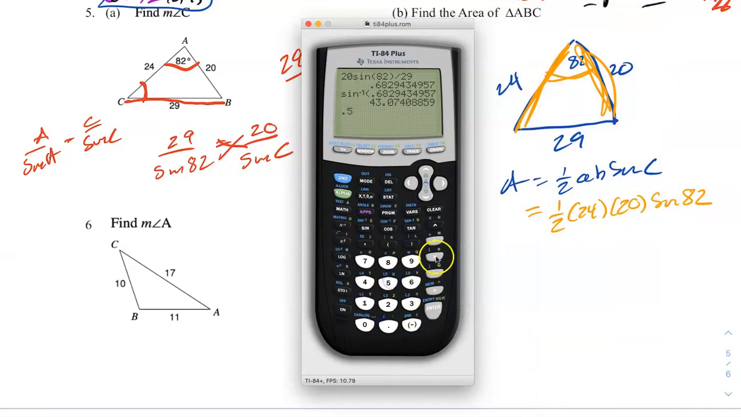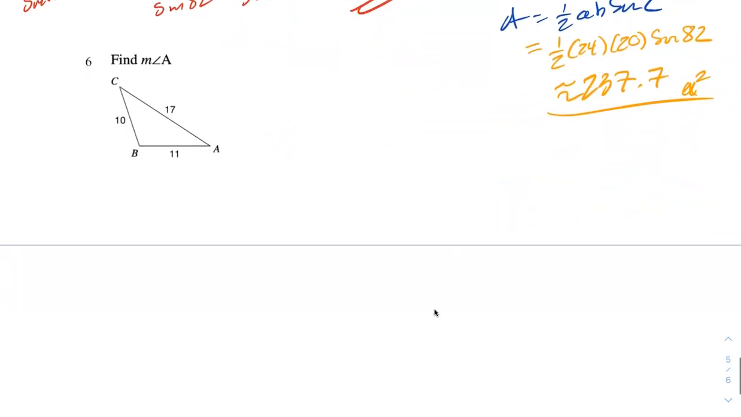So 1/2 times 24 times 20 times sine of 82, which gets me approximately 237.7 units squared. Now let's move on to the last question.